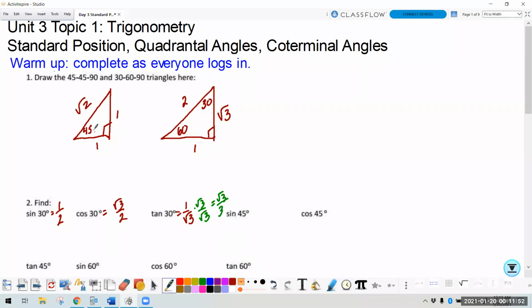Now for sine of 45, I'm going to go to this triangle and go opposite over adjacent. Oh, I got to rationalize that denominator. So now cosine of 45, that's also 1 over root 2. And we've already rationalized that. We know that's equal to root 2 over 2. Tangent of 45 is opposite over adjacent.